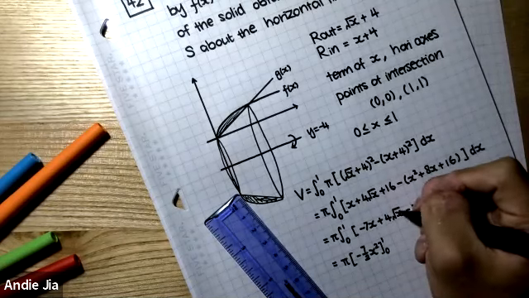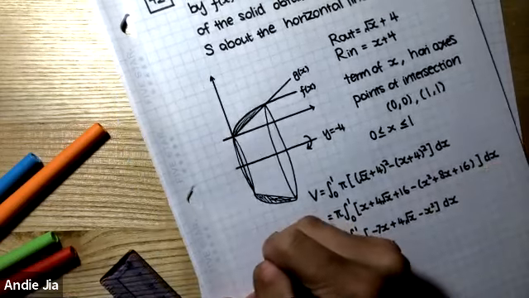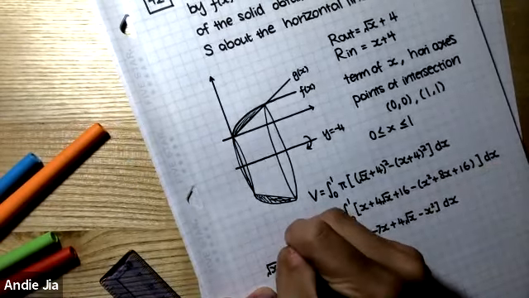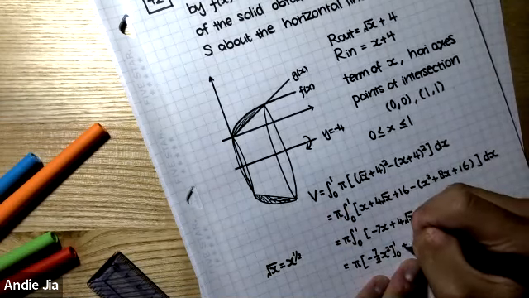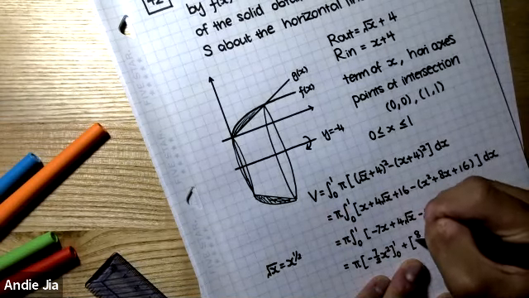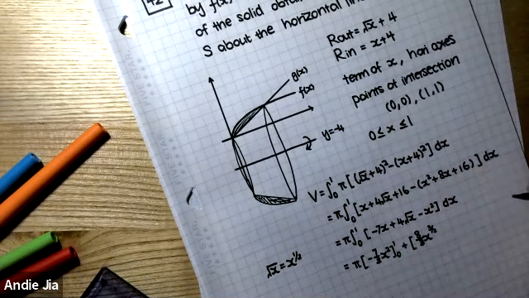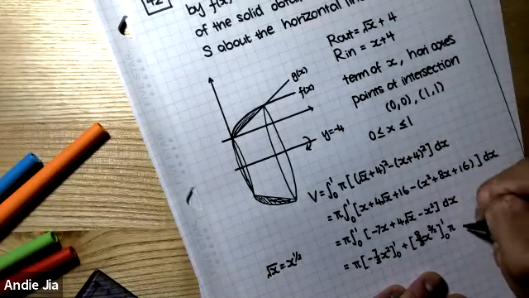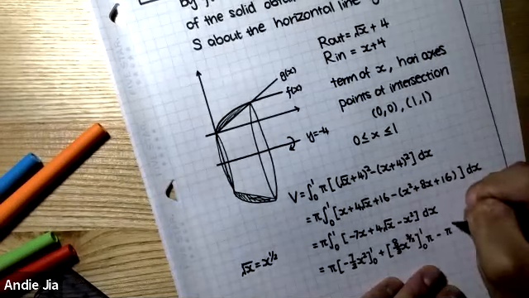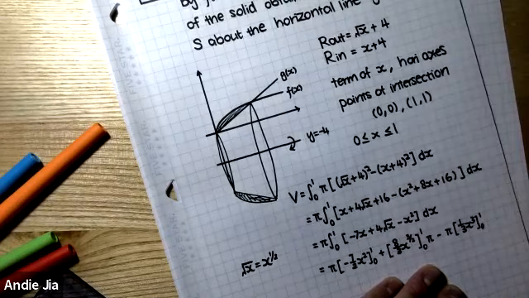This is x to the 1/2, to make sure, the square root of x is x to the 1/2. 8 over 3 x to the 3 over 2, from 1 to 0, times pi, minus pi, 1/3 x cubed, from 1 to 0.